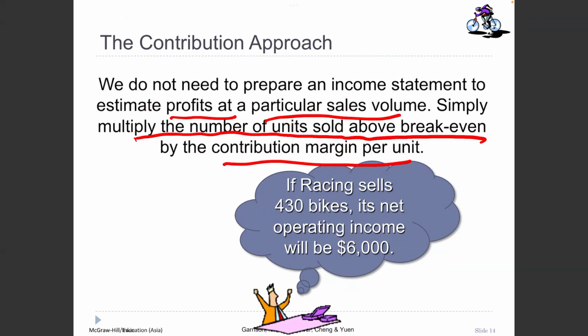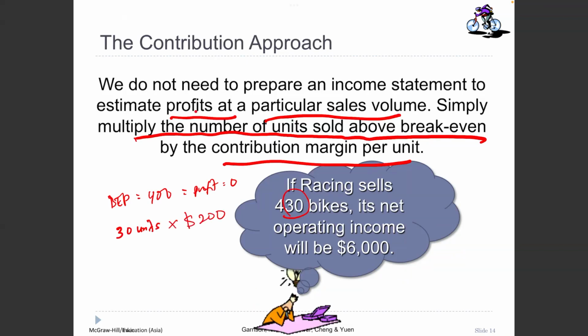You know that the break even point is at 400, so the profit is zero at this level. You want to know how much profit you will be getting if you sell 30 units of bikes more, at 430. You can easily do 30 units times the unit contribution margin of 200. So you will get a profit of $6,000.